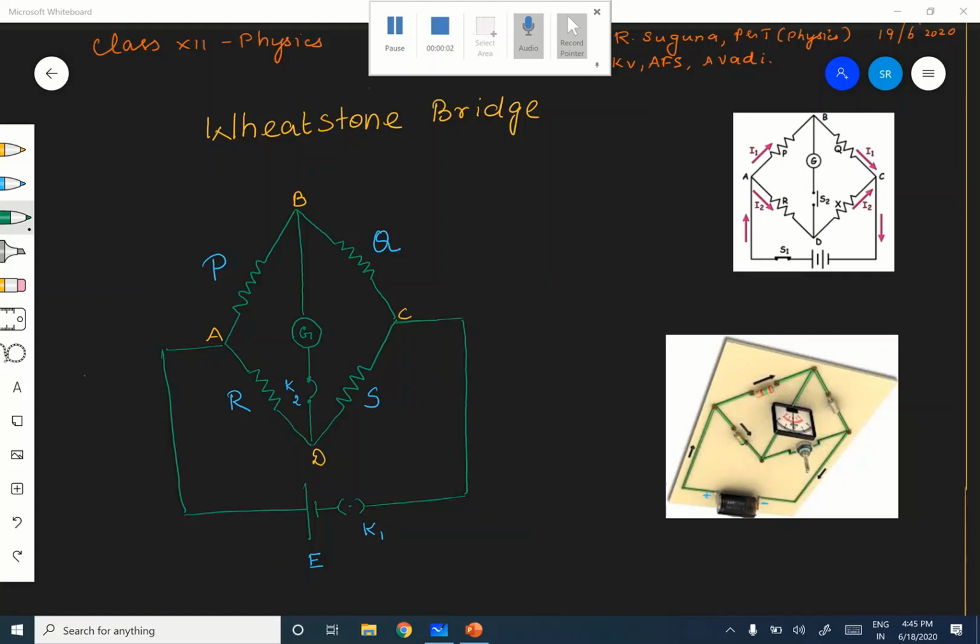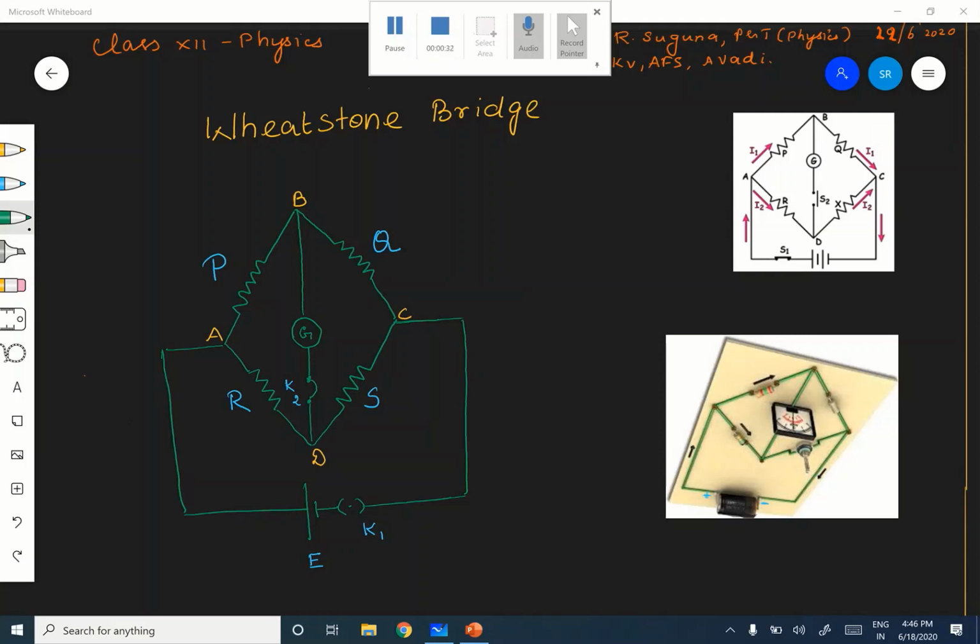Okay, today's class, children, we are going to see a very important topic, Wheatstone bridge, where we are going to apply Kirchhoff's first and second rule. It is one of the applications of that, where we are applying Kirchhoff's first and second rule. Now, what is a Wheatstone bridge?